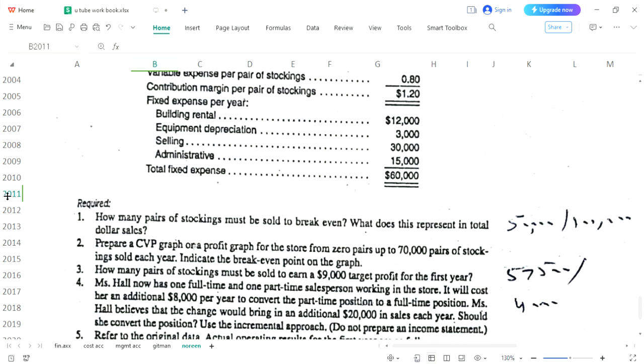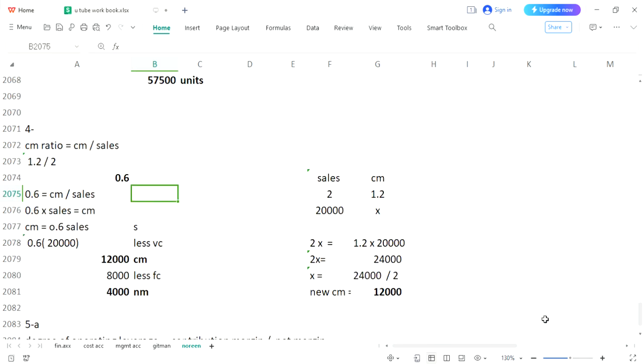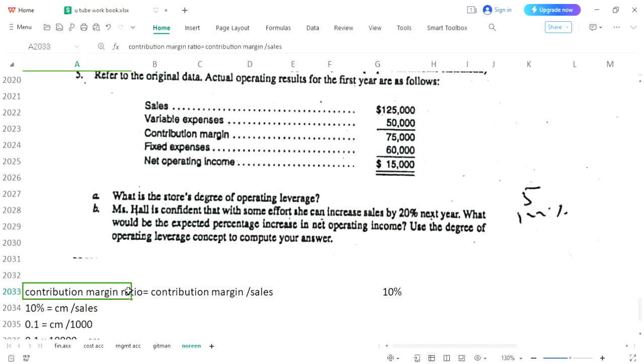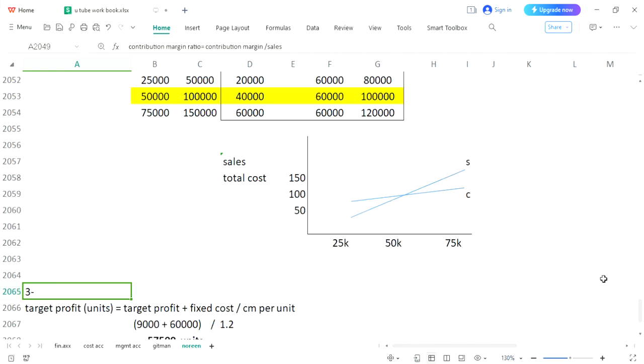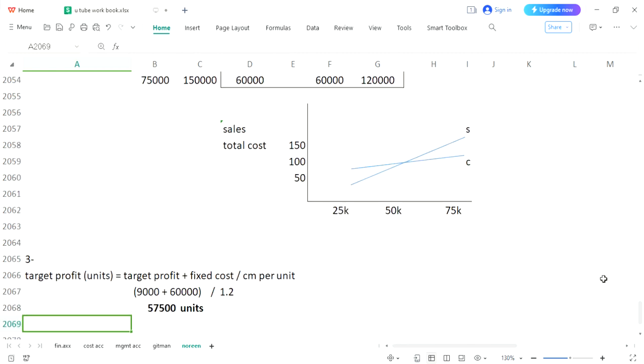Now the fourth part was having one answer, 4,000. Okay, this answer has been proved. Fourth part, 4,000. The third part was having 57,500. This is your third part, 57,500. We are going to review everything.